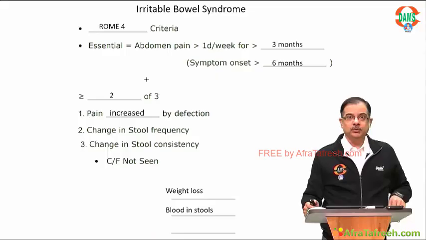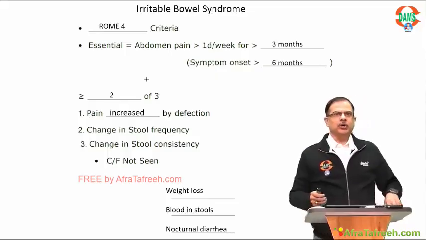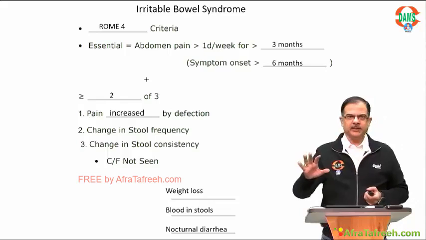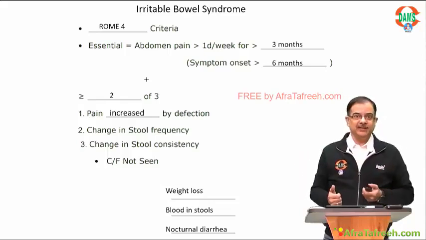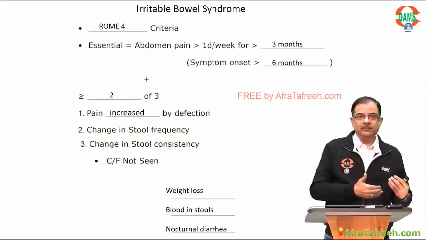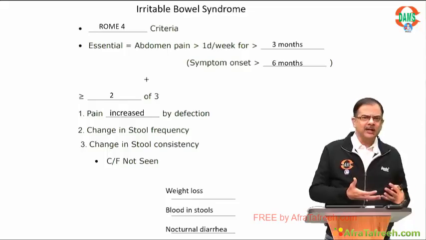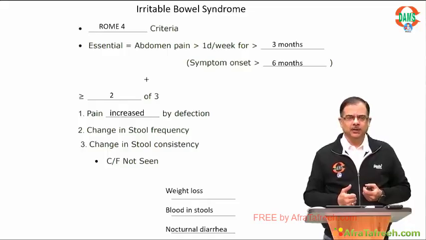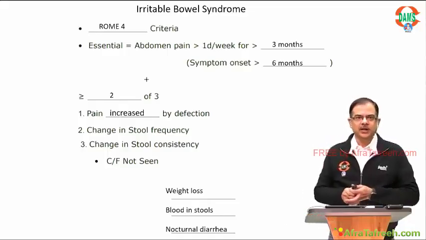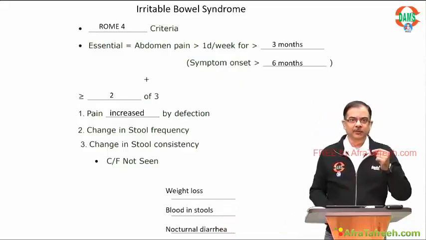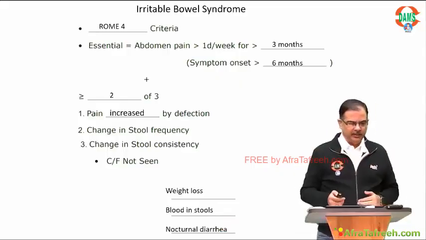Blood in the stool, not present. Nocturnal diarrhea, where the patient has to wake up in the night to pass a stool, not present. Where is nocturnal diarrhea present? Whatever food the patient eats during the day reaches the inflamed rectum during the night time, so that will irritate the rectum and an urge for defecation will occur. Answer, ulcerative colitis. So nocturnal diarrhea is a feature of ulcerative colitis, never seen in irritable bowel syndrome.